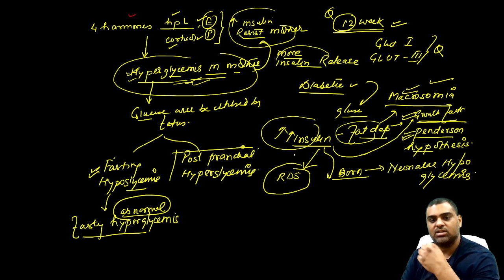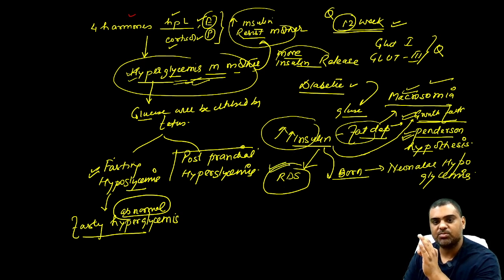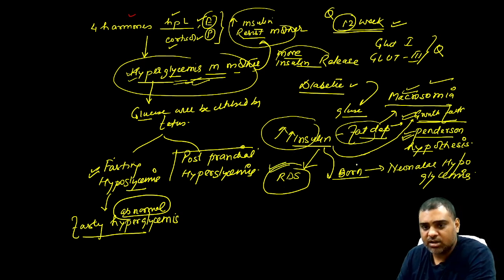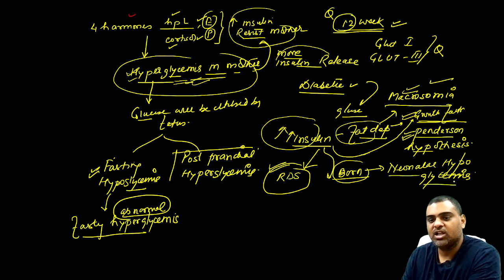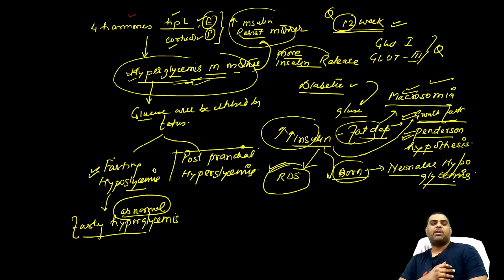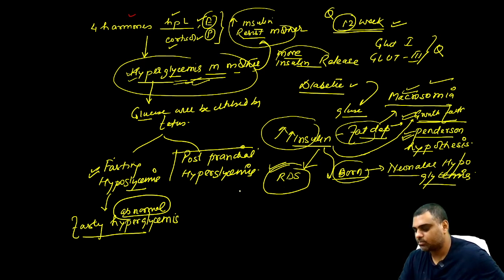And insulin decreases surfactant production, so respiratory distress syndrome. And when the baby is born, there is more insulin, less glucose, leading to neonatal hypoglycemia. So this is the pathophysiology which you have to understand, and we will again come to this pathology. Okay.